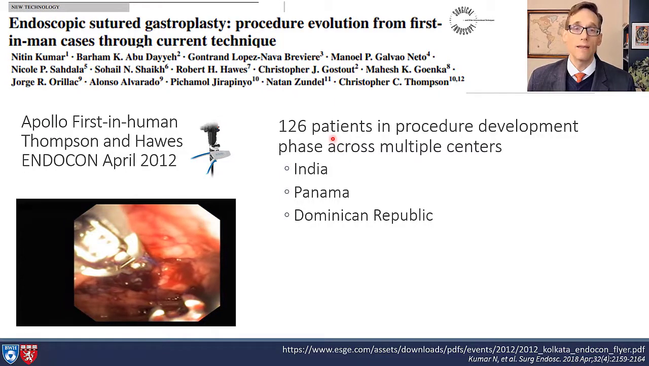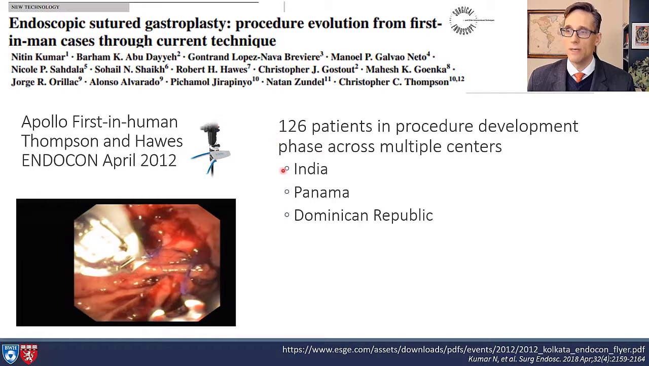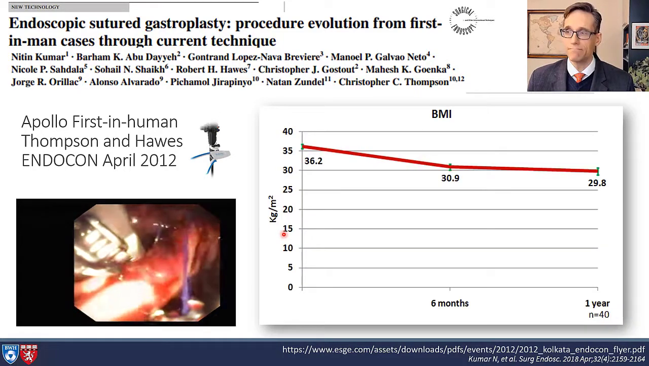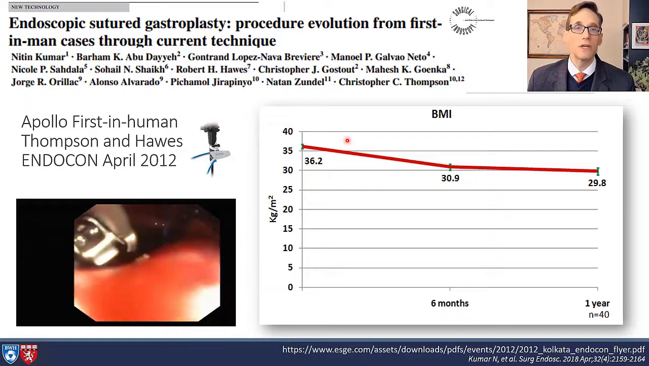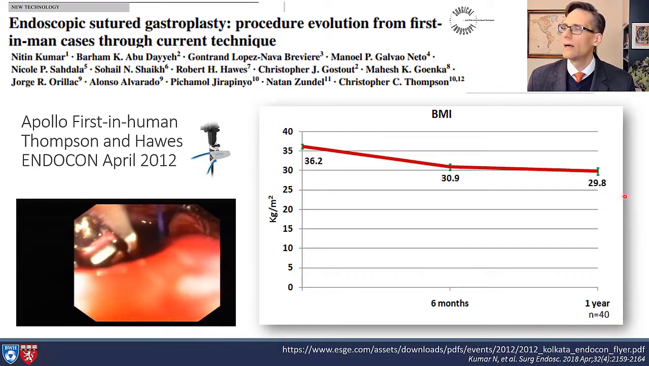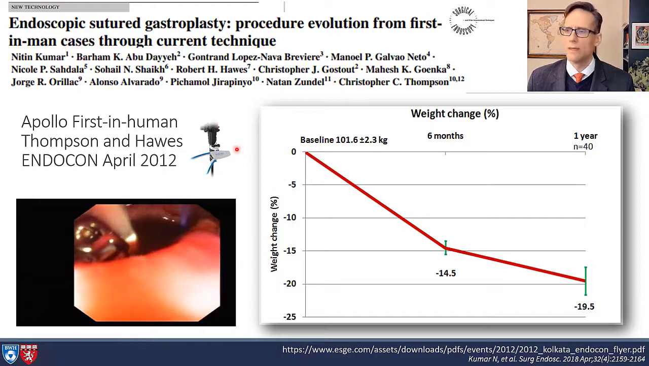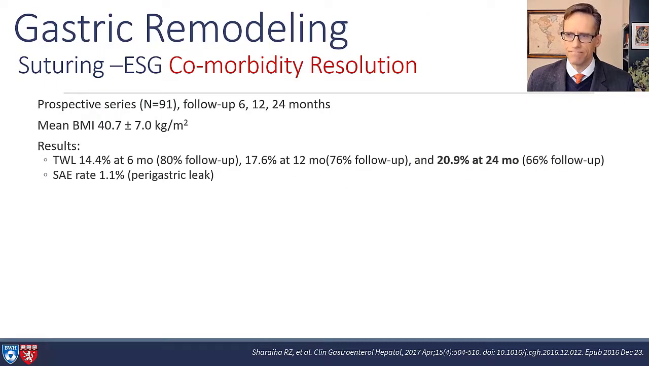We broadened this experience to 126 patients for the first-in-man study across several areas, including India, Panama, and the Dominican Republic. The BMI decreased from about 36.2 down to 29.8. And you can see here about a 20% total weight loss. So this was very encouraging and much better than we saw with the partial thickness suturing device.